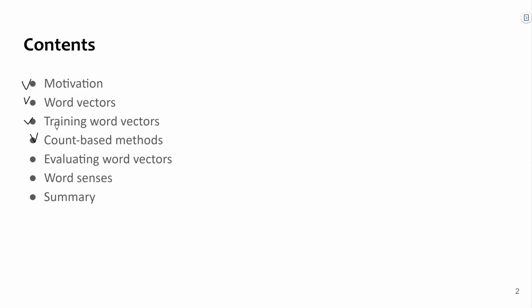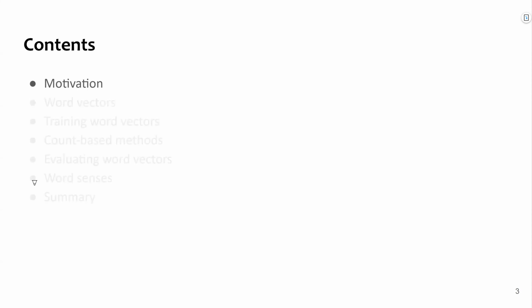And count-based methods are some types of mechanisms related to word vectors. And after that, we'll be having a look at how we evaluate word vectors. And then we're going to talk about word senses and then summarize this session. Okay, first of all, the motivation of word vectors.